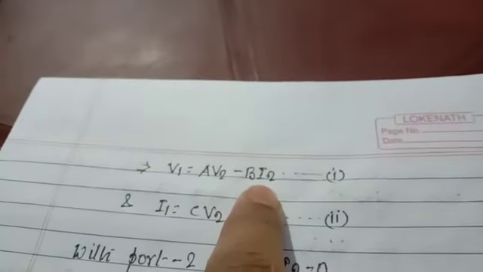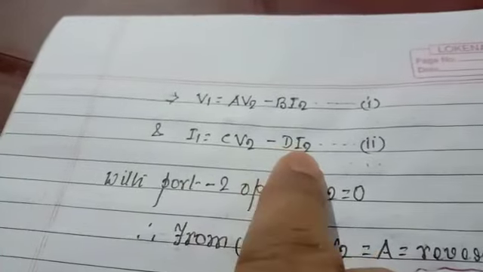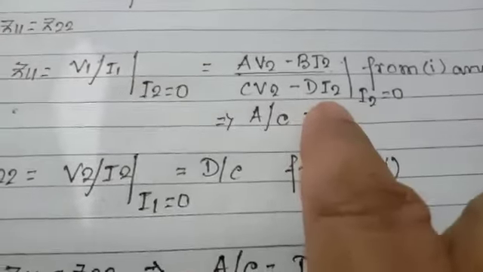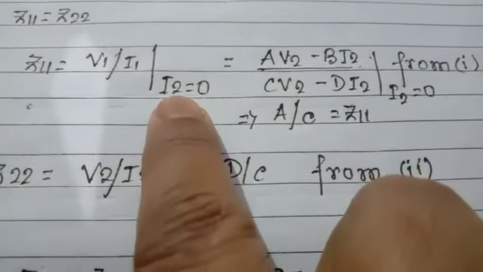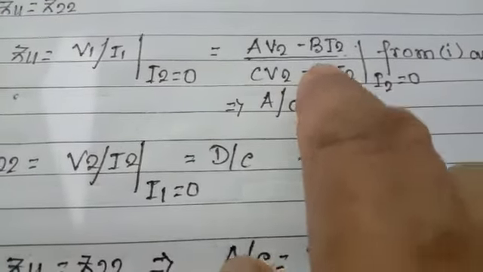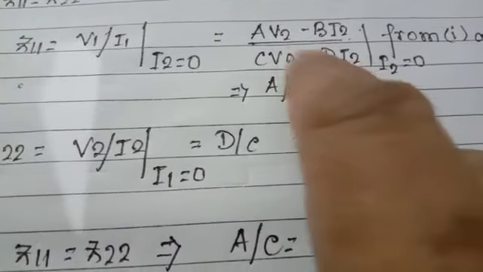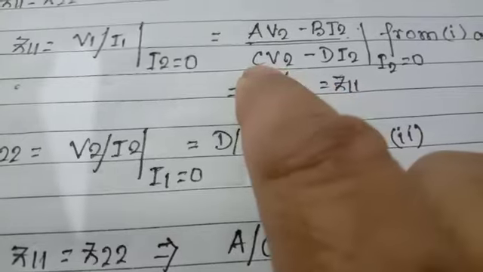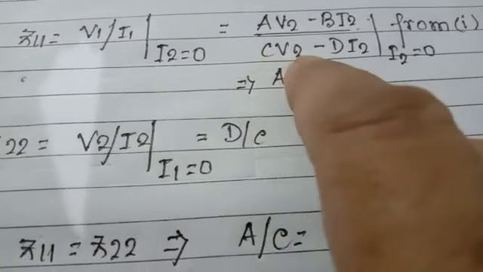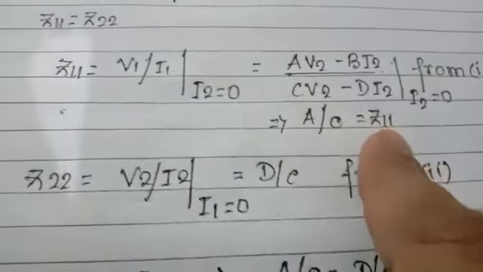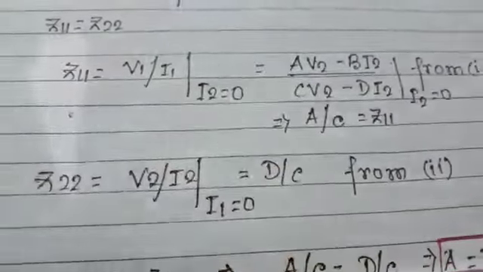That is, V1 is equal to AV2 minus BI2. Then what is I1? I1 is equal to CV2 minus DI2. So under the condition I2 equals 0, if I put I2 equal to 0 in this expression, these two terms become 0. Then it becomes A into V2 by C into V2. So this is A by C.